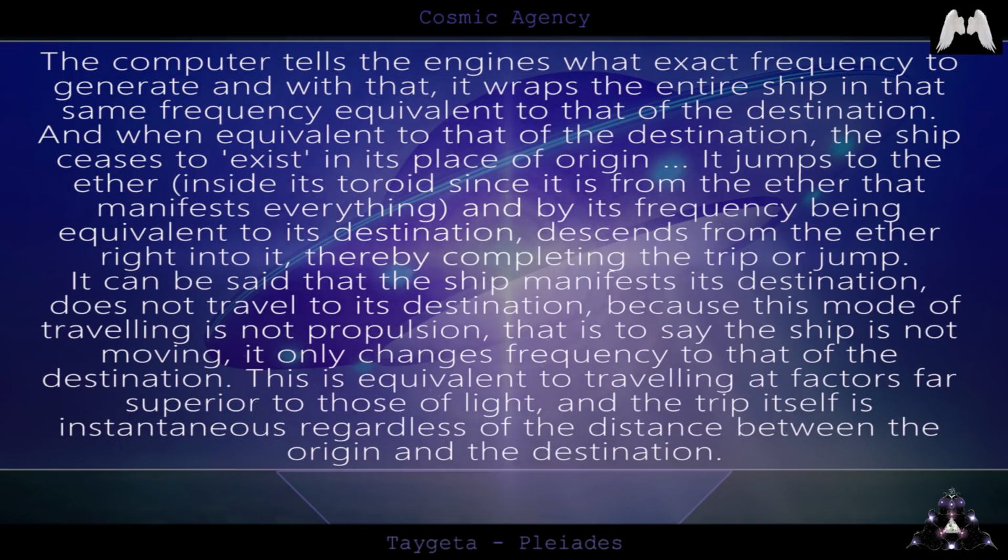And when equivalent to that of the destination, the ship ceases to exist in its place of origin. It jumps to the ether inside its toroid, since it is from the ether that everything manifests, and by its frequency being equivalent to its destination, descends from the ether right into it, thereby completing the trip or jump. It can be said that the ship manifests its destination, it does not travel to its destination, because this mode of traveling is not propulsion. That is to say, the ship is not moving. It only changes frequency to that of the destination. This is equivalent to traveling at factors far superior to those of light, and the trip itself is instantaneous, regardless of the distance between the origin and the destination.